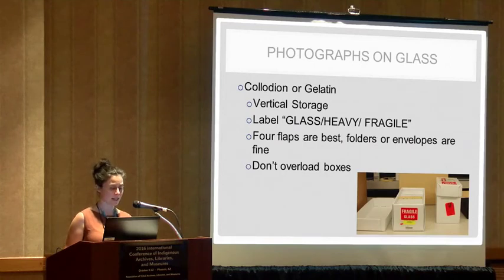Now, photographs on glass. Again, it's the same kind of issue you have with mounts. Ideally, you want to have vertical storage. If you have any oversized glass plates, horizontal storage is better, but again, you don't want to have too many together because you want to avoid having too much weight on that bottom plate. Make sure the boxes are well labeled, glass, heavy, fragile, so that anyone removing them from the shelf isn't going to be surprised at how much they weigh, because the glass weighs so much more than paper objects.